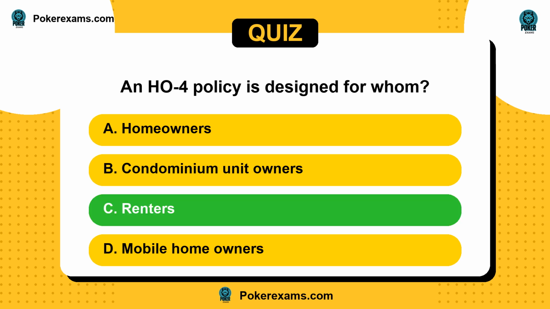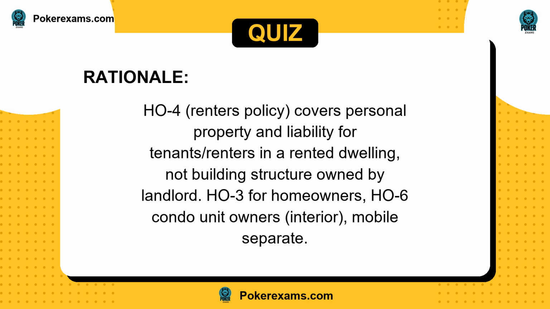The answer is C. HO4, renters policy, covers personal property and liability for tenants or renters in a rented dwelling, not the building structure owned by the landlord. HO3 is for homeowners, HO6 for condo unit owners, interior, and mobile is separate.